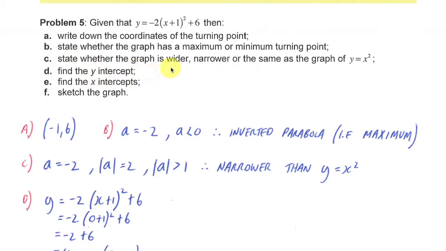C, state whether the graph is wider or narrower or the same as the y equals x squared. A is negative 2, that's a value in front. The magnitude is 2, that's greater than 1, so therefore it's going to appear narrower.